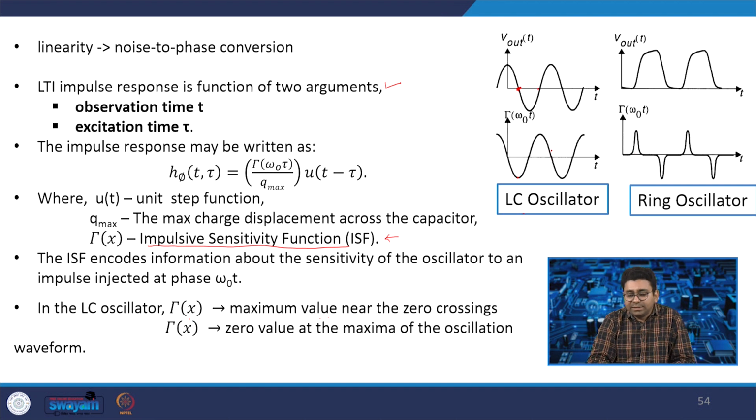So, it has a 0 value at the maxima of oscillation, and this impulse sensitivity function is divided by the maximum charge displacement across the capacitor, and this is a unit step function u(t). So, this is how we can derive the impulse response, and it can be written in this form. It is divided by q max, so that it can be a unitless function.